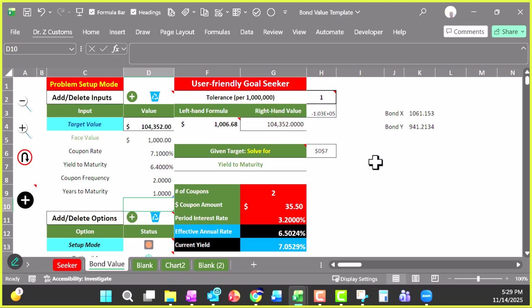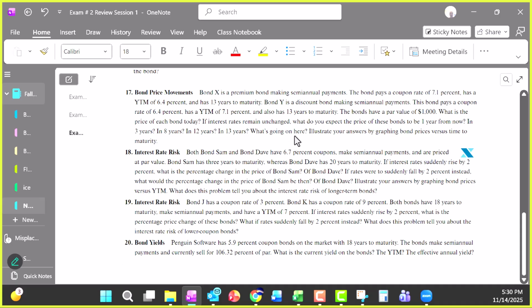So discount bond values go up as time passes if the yield to maturity does not change. Premium bond values go down as time passes, provided the yield to maturity does not change. And this is basically what's going on here. If you graphed it, you would have gotten the graph. Since we're not going to do any graphing in the exam, I'm not going to bother with it.